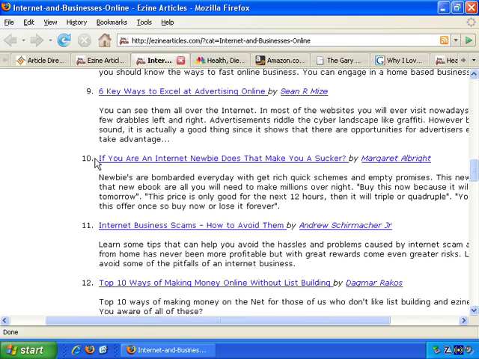Like here, if you are an internet newbie, does that make you a sucker? I think that title is too long, and it would probably be better to go with, are you an internet newbie sucker? You know, anyone who considers themselves internet newbies will be drawn into that, and you could say that such a strong question is going to make the target market want to read it.